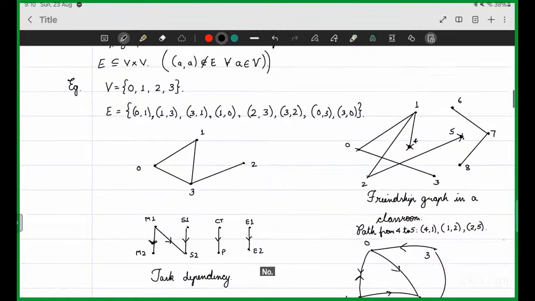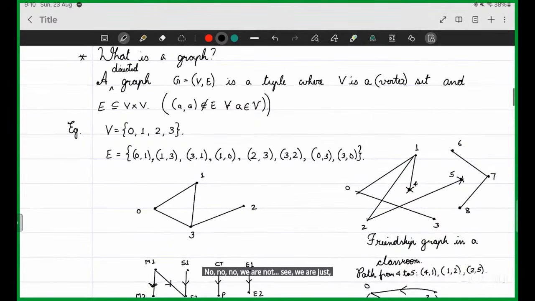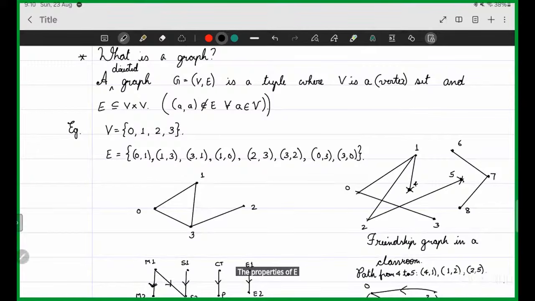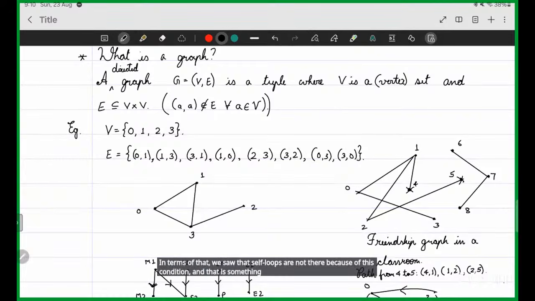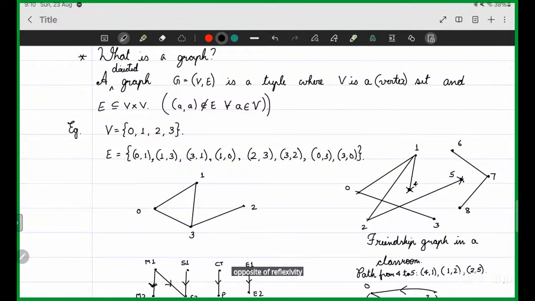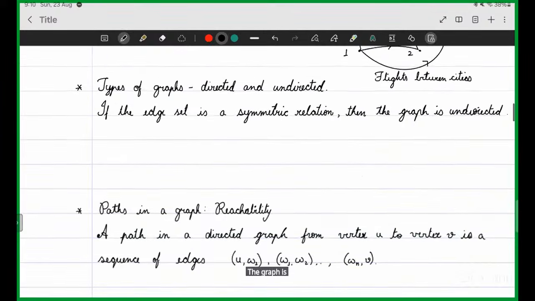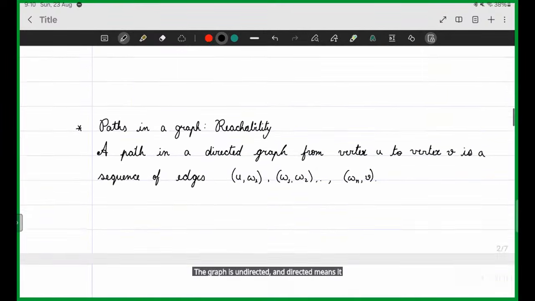No. We are just talking about the properties of symmetry and reflexivity over here. We are connecting it with the terminology that we already know, and it does make sense to interpret the properties of E in terms of that. We saw that self loops are not there because of this condition, and that is something like the opposite of reflexivity. And symmetry, we will ask for if the graph is undirected, and directed means it will usually not be symmetric.